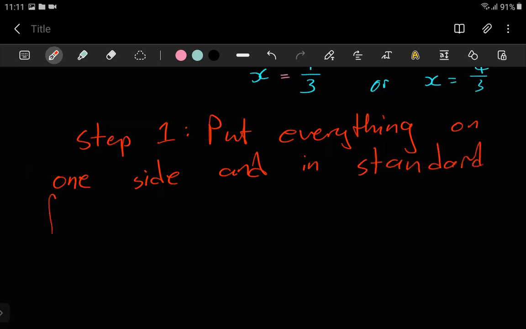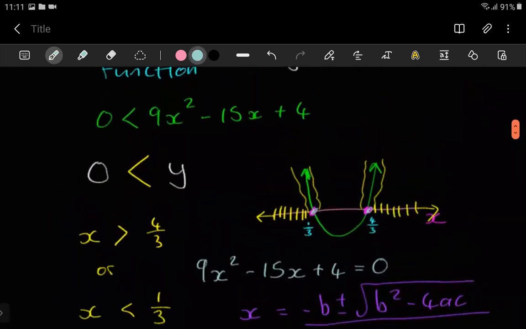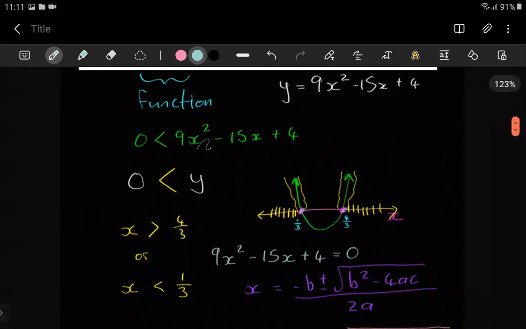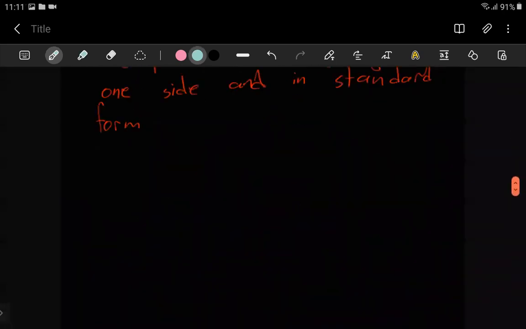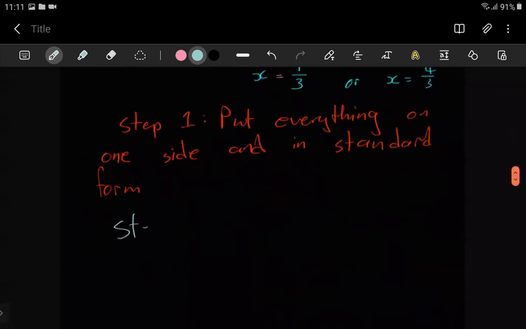Putting it in standard form helps with step number 2, because step number 2 is to identify what kind of graph you're working with. Identify the shape of your graph, basically.